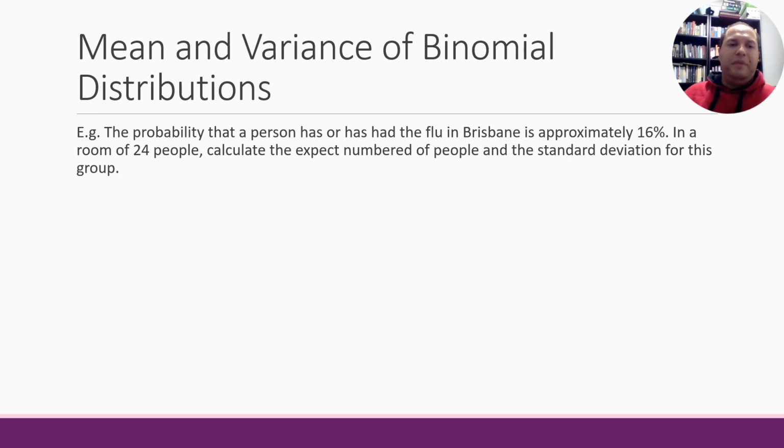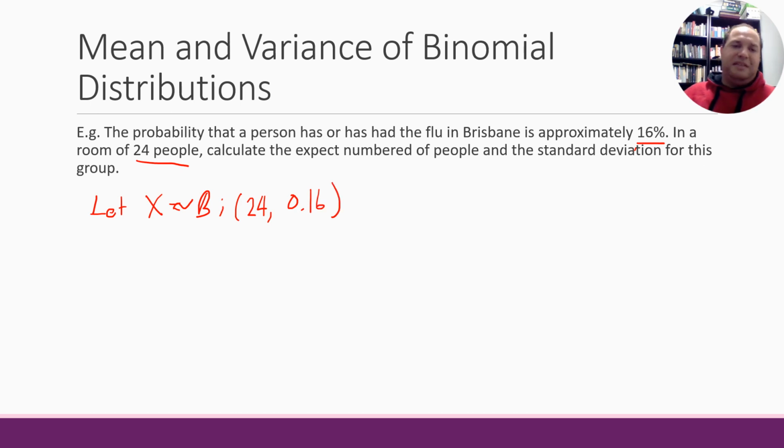Okay, so part A, let's define our distribution. So we're going to say let X equal people who have the flu, which is going to be modeled by a binomial distribution with 24 people in it. That's my number of people. And my probability of success is 0.16.